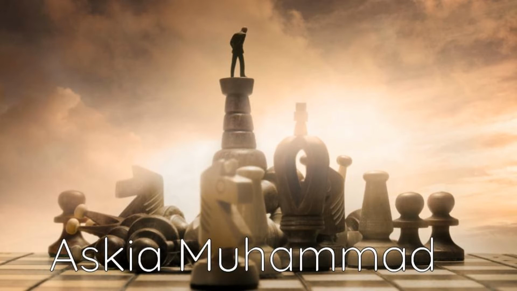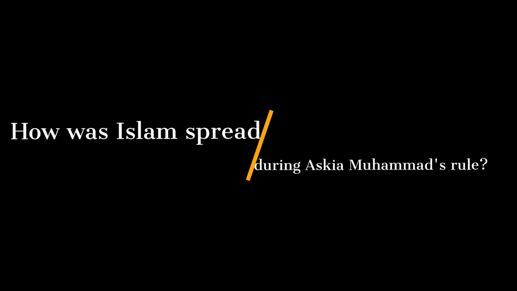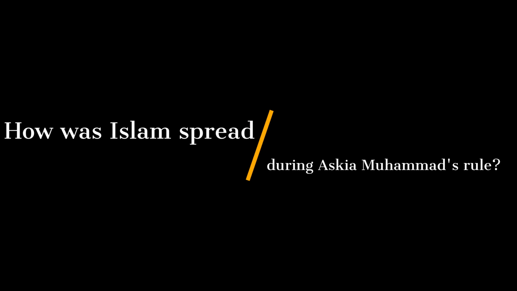Askia Muhammad's son removed his father from the throne. The rulers of Songhai after Askia were weak. Using guns, Moroccan forces captured Timbuktu and Gao in 1591. Soon after that, the Songhai Empire collapsed. You should be able to answer this question: how was Islam spread during Askia Muhammad's rule?